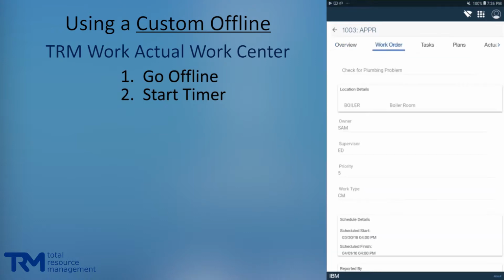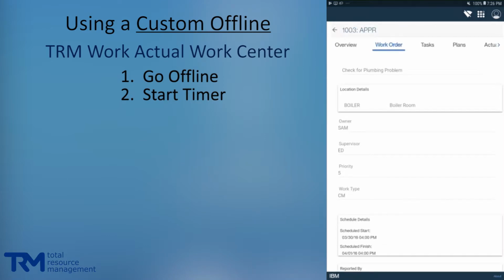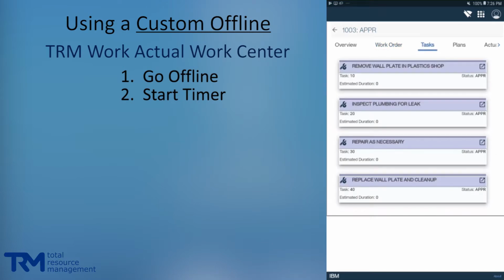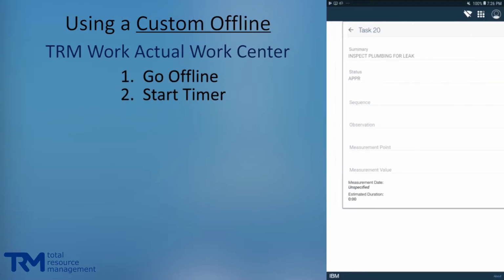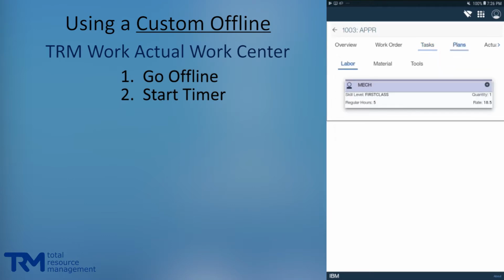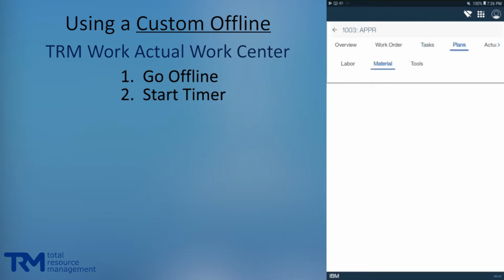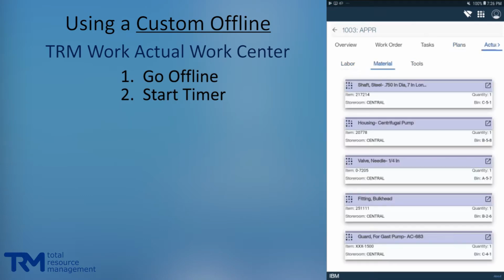Now, we're going to go to one of our tabs. Let's go look at our work order details, so we know what we're doing. We're going to be checking for plumbing problems. And we have schedule information as well as reported by and priority. We'll go to our tasks, and we can look at all of our tasks that are associated with this, so we can go step by step. You can open up details about each task for further information. We'll go over to any plans that were set up for this, labor, materials, and tools. We'll go over to actuals, so if there are existing actuals already on this work order, we can go through these.